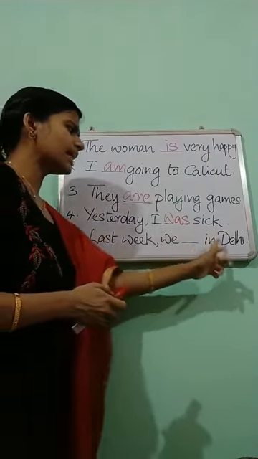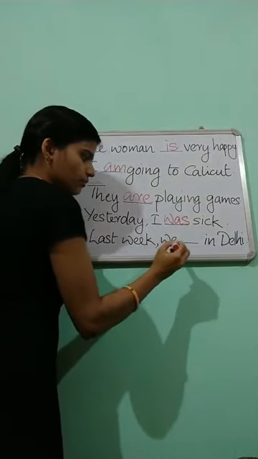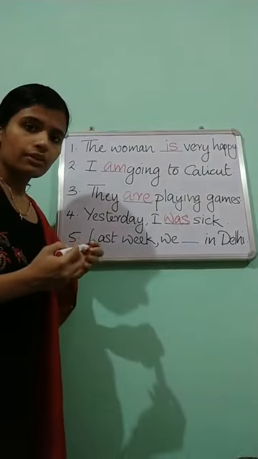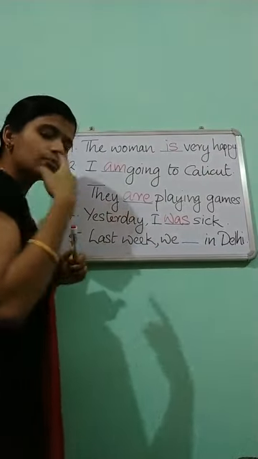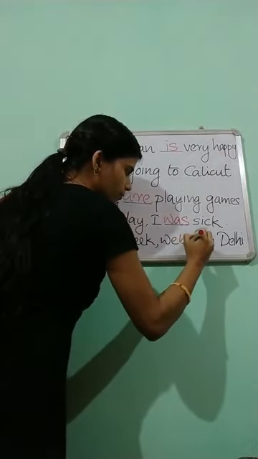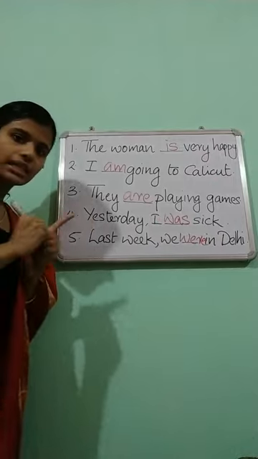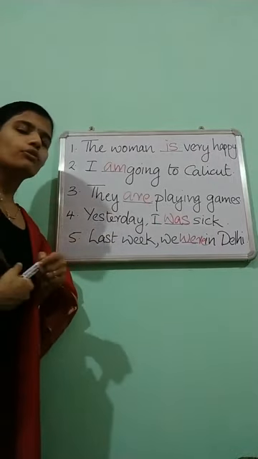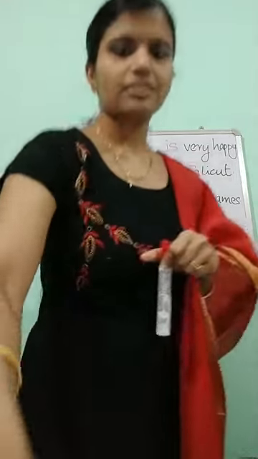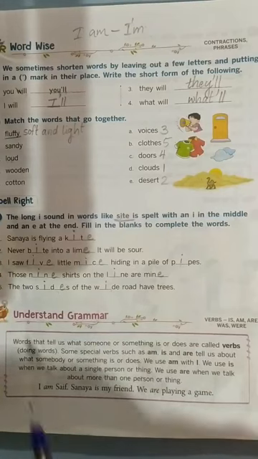Last week we dash in Delhi. Here the noun is we. We denotes plural. In we there is more than one person. We were in Delhi. Okay, is this clear? Now all of you please take your textbook. All of you please take page number 31 in your textbook.